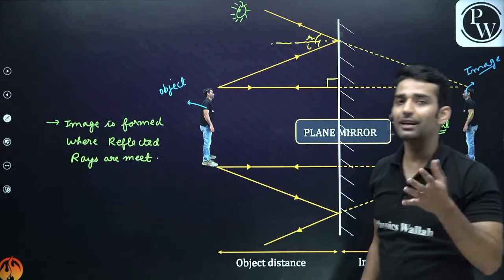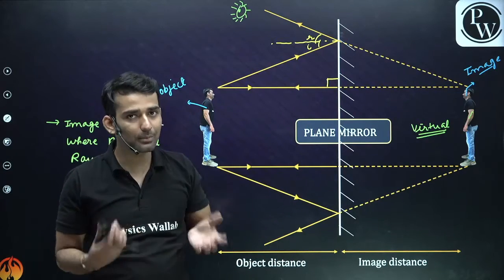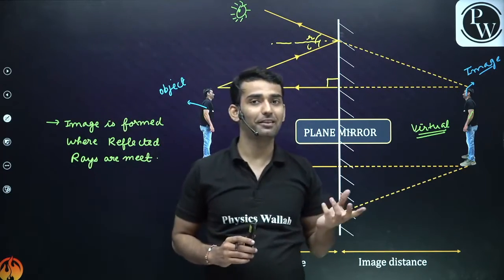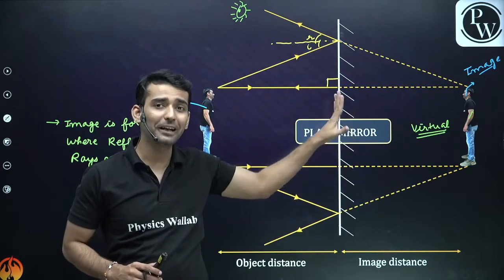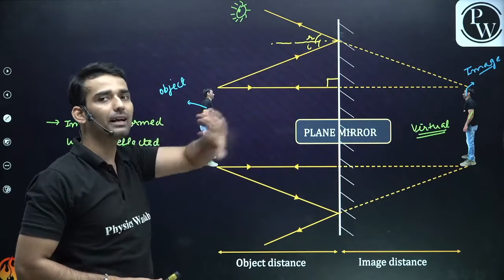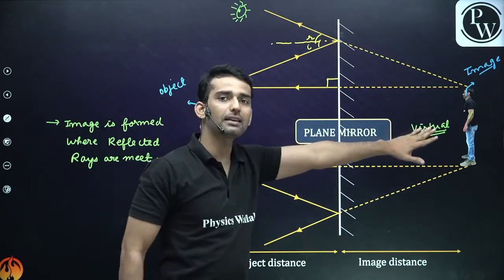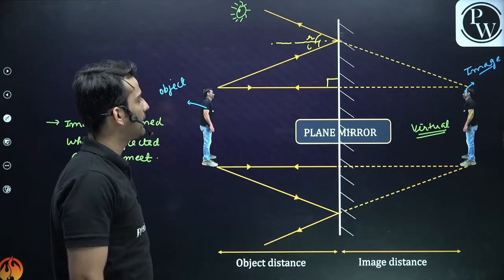Second is, rays won't actually meet. This is the case, right? But if the rays actually meet, this is known as the real image. We will see the real image in the coming spherical mirrors, but a plane mirror always forms the virtual image. It can't be taken on a screen. You cannot take this image on the screen because it's virtual. Okay guys, is it clear?